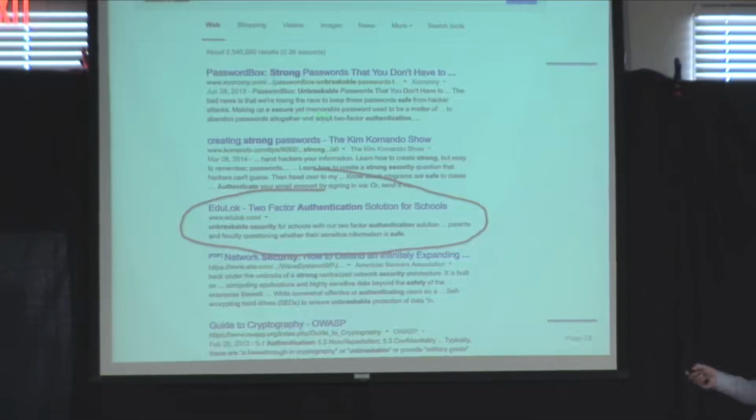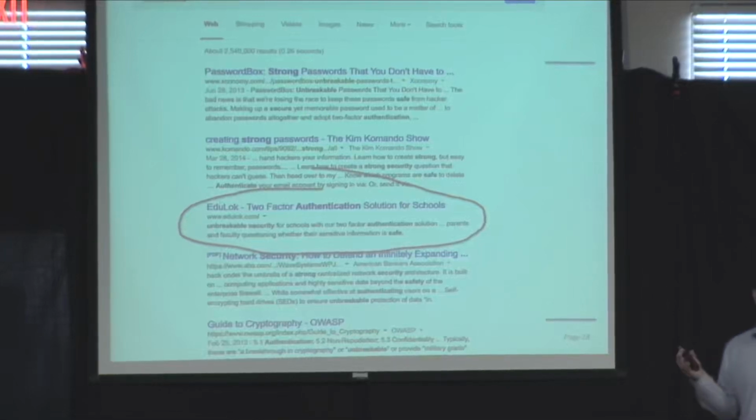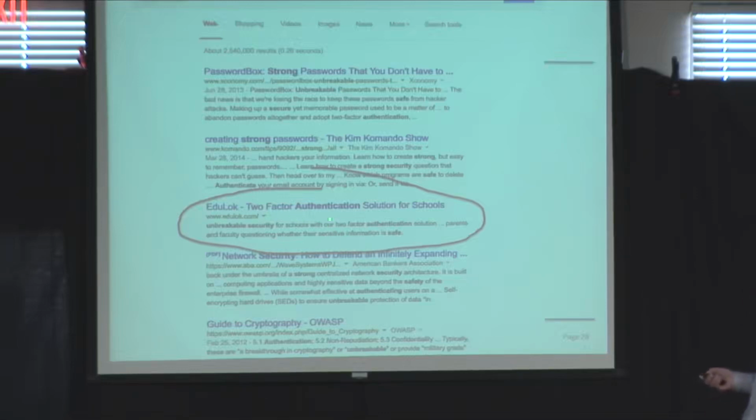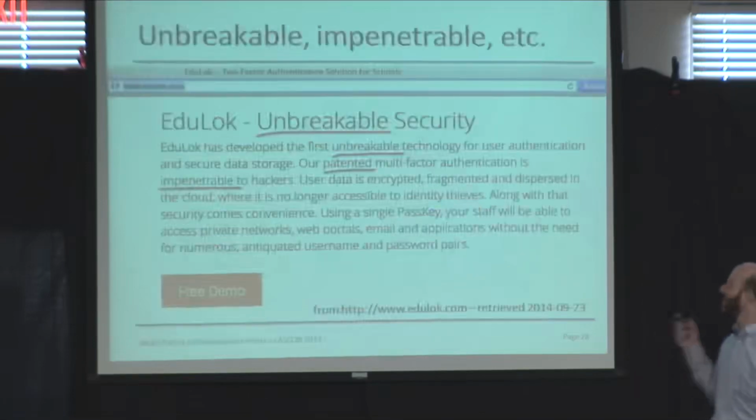The first two that came up were advice on how to come up with good passwords. The fifth was actually the Guide to Cryptography. That's how I found it. The third was EduLock, a two-factor authentication solution for schools. And I was like, oh, I'm going to look at this.